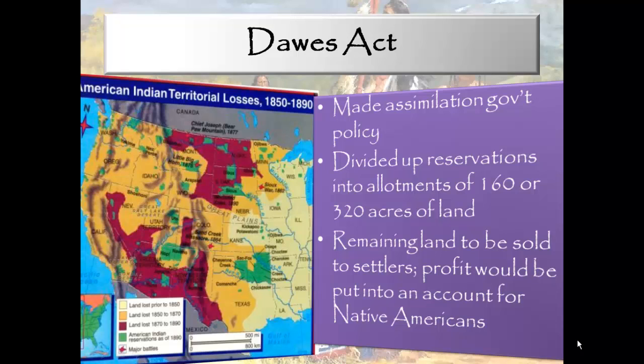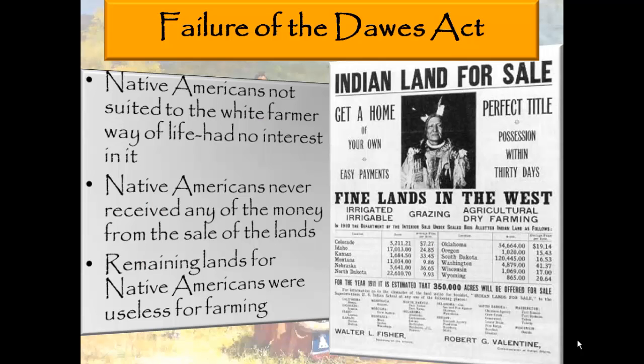And basically what the Dawes Act does is it divides the reservations into allotments of either 160 acres for farming or 320 acres for ranching. The remaining land of the reservations would be sold to settlers, and then that profit would be put into an account for Native Americans to purchase things like farming implements, machines, and things that they needed to be successful farmers. Unfortunately, it didn't work out that way.